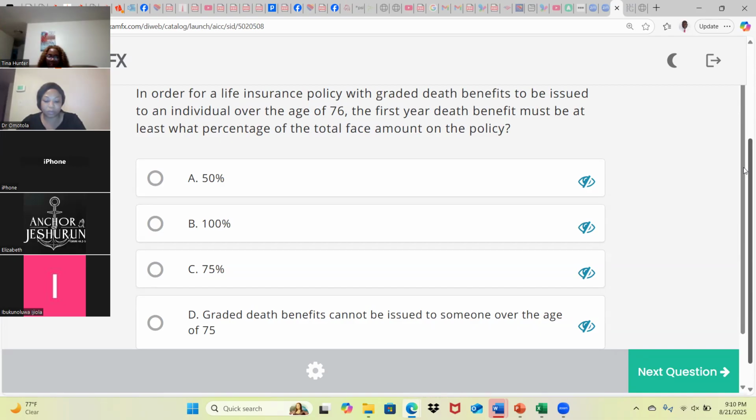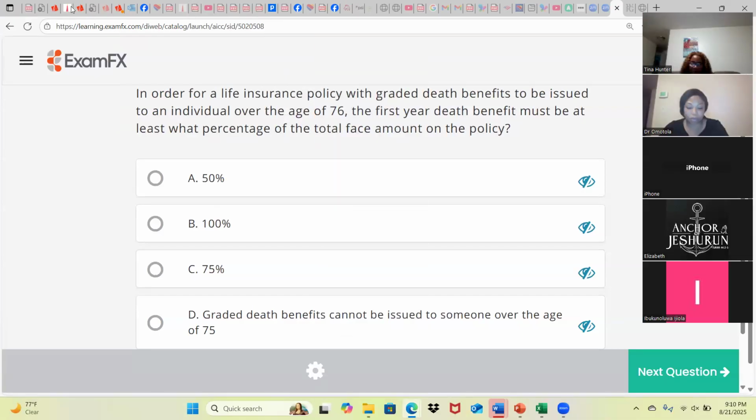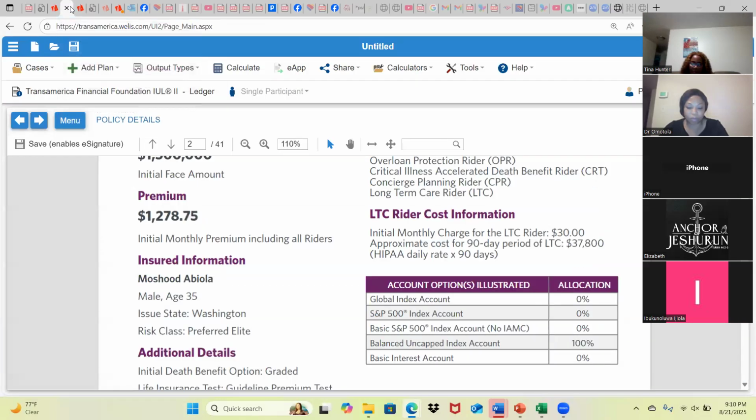What does the word graded death benefit mean? Okay, I was expecting somebody to ask that question. And that's why I ran this illustration. And this question is too technical for people who are just starting to take this exam, all right? So let's go back to this illustration here.